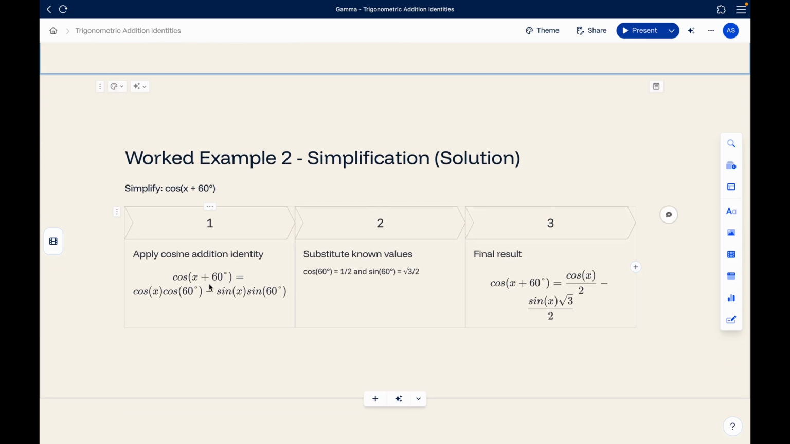And here is the solution. Let's apply the identity. We need to substitute, and our final result gives us cosine of x plus 60 degrees is equal to cosine x over 2 minus sine of x square root of 3 over 2. But they didn't simplify by adding or subtracting, but that is all good. Sometimes a textbook will require you to keep it as separate terms, or sometimes will require you to put it together. It really just depends on what your textbook or exam says, so just watch out for that.